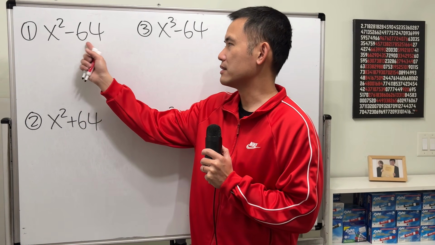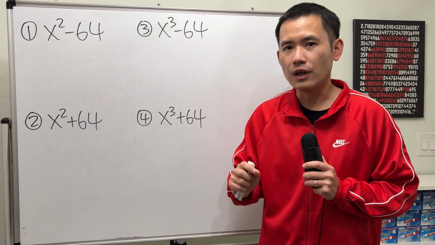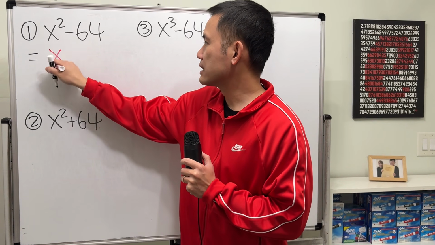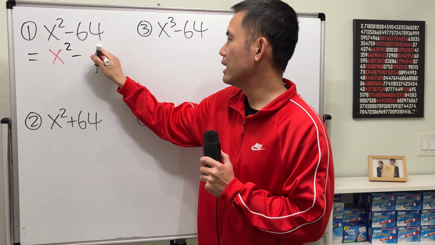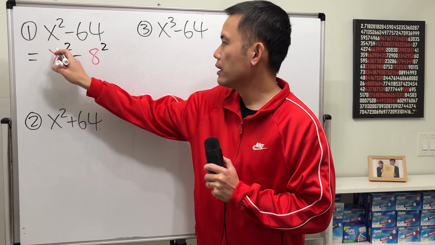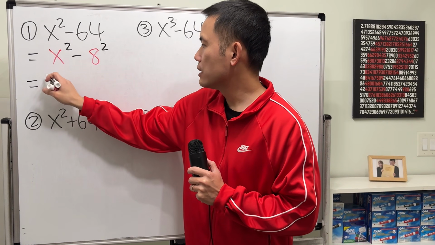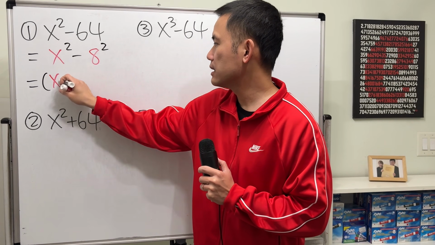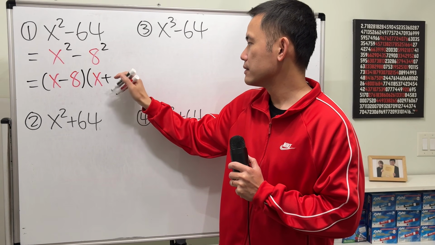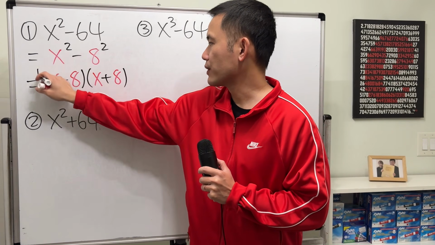We have x squared minus 64. This is the difference of two squares, because we can look at this as x squared minus 8 squared, because 8 squared gives us 64. So if you factor this, you will just get x minus 8 times x plus 8. And we are done for that.